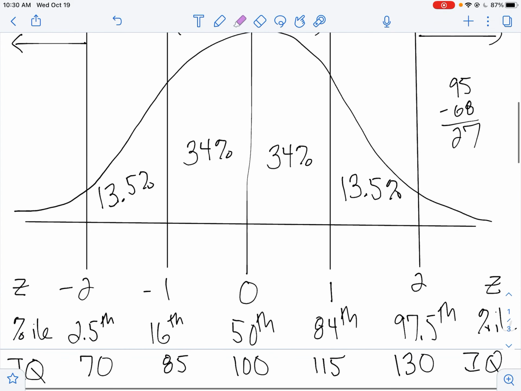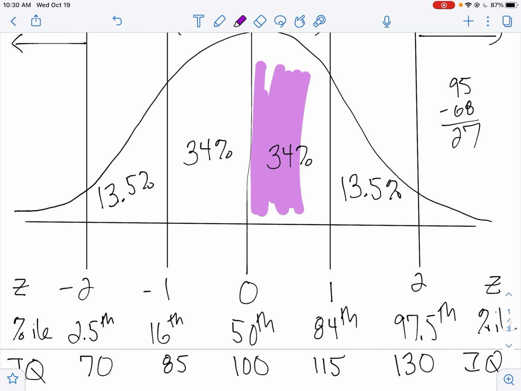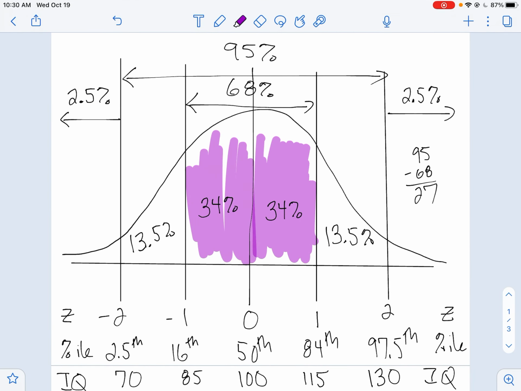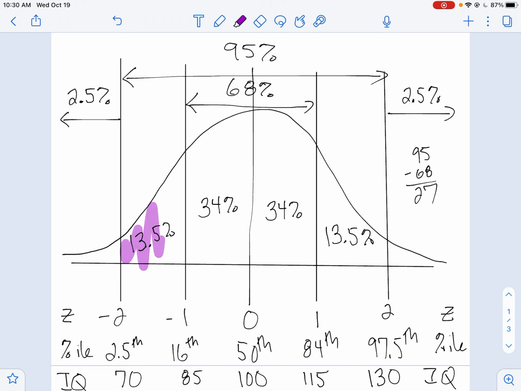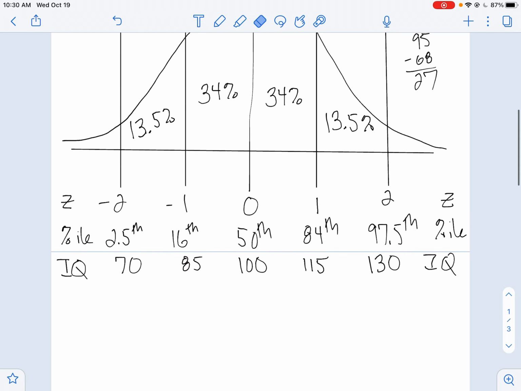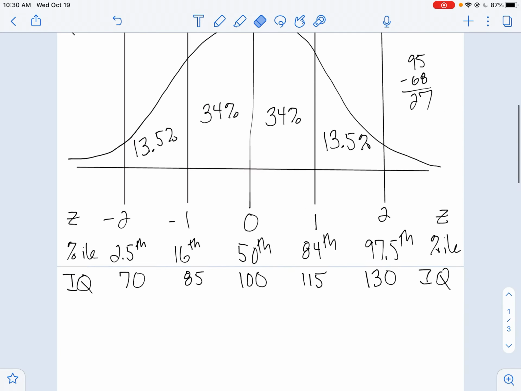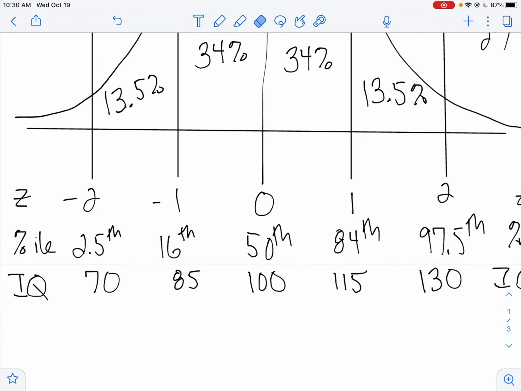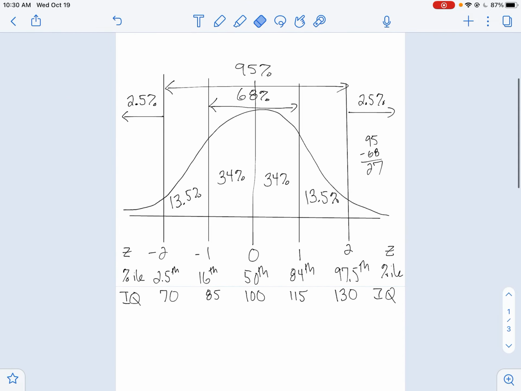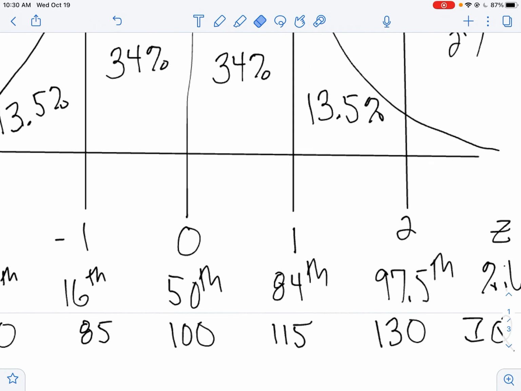I can tell you that 34% of IQs lie between 100 and 115. I can tell you that 68% of IQs lie between 85 and 115. I can also tell you that 95% of IQs lie between 70 and 130. I can tell you that if I have an IQ of 130, I'm in the 97.5th percentile. If I have an IQ of 85, I'm in the 16th percentile. I can tell you that if I have an IQ of 100, I'm in the 10th percentile.